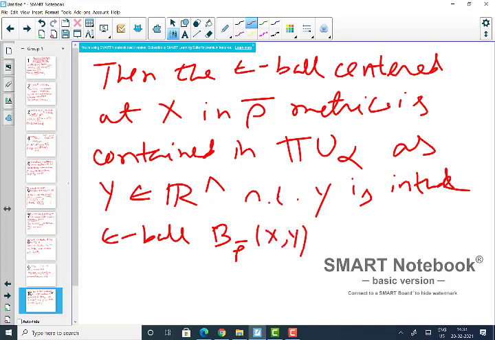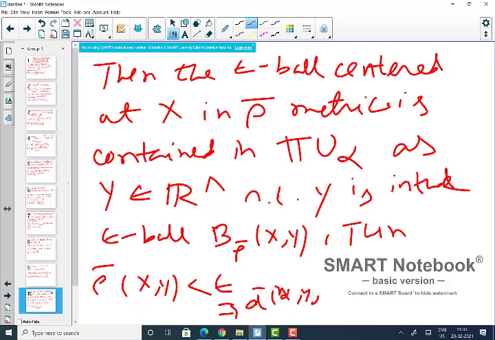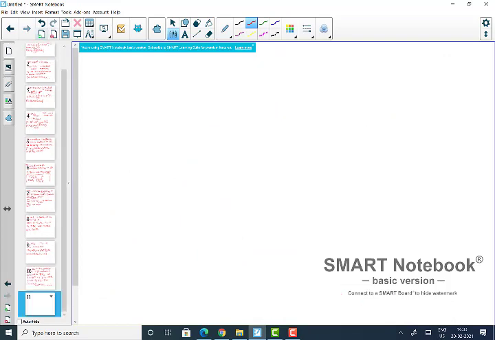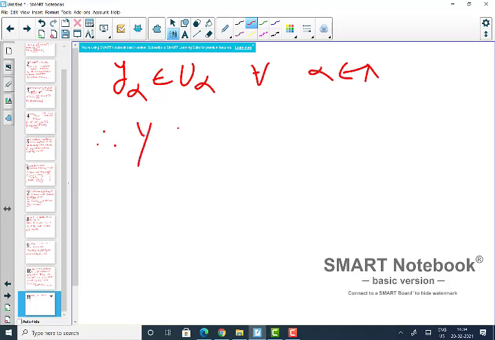Then obviously you know that the distance between x and y is less than epsilon, right? But what is rho bar of x, y? Rho bar is nothing but the supremum of all the d bar (x_alpha, y_alpha). So this means that d bar (x_alpha, y_alpha) is bounded by epsilon for all alpha belonging to lambda, because the supremum is bounded by epsilon. So that means these y_alphas are elements of U_alpha for all alpha in lambda, which implies that y is inside this product of U_alpha.